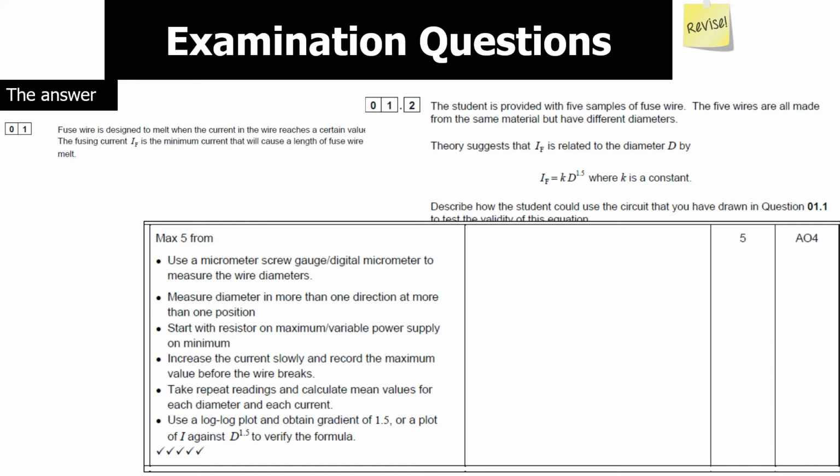So that's for one of the values there, and then you would repeat readings and calculate mean values for each diameter and each current. And then you need to plot your graph. Now this is where it's very important, because you are trying to work out a value, for example, you want to verify a value and you've got a power in the equation.